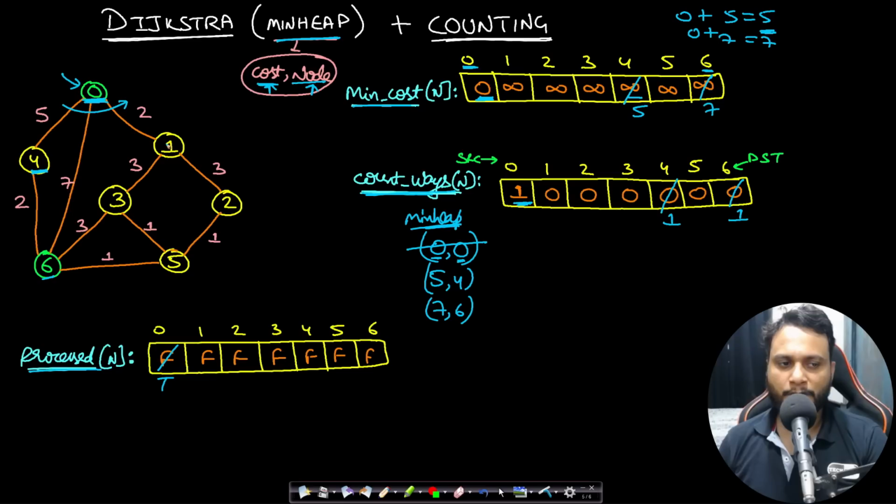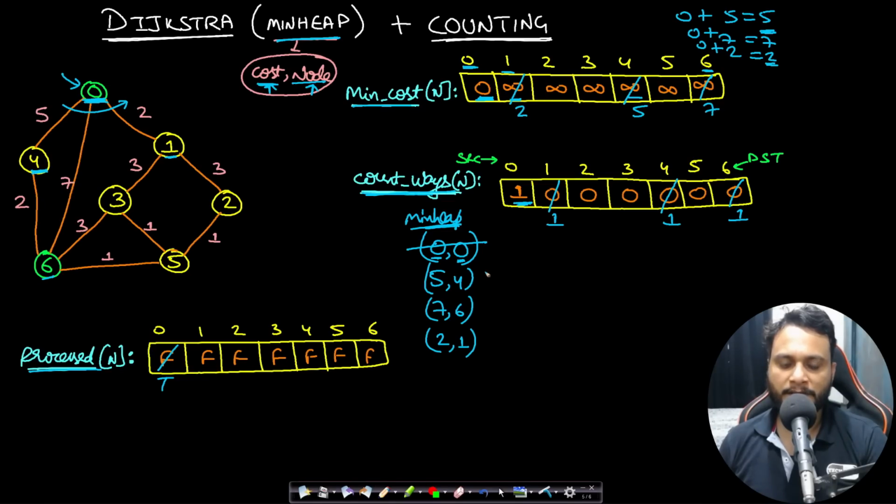Now let's look at 0, 1. So if you look at 0, 1, then the cost to reach 1 will be the cost to reach 0, which is 0, plus the edge weight 0, 1, which is 2. So it will be 2. The cost at 1 is already infinity, so update it to a lower value, and so the count of ways will be the number of ways to reach 0, which will be 1. And after that you will be pushing the cost 2 and the node 1. That is pushed. And now we are done processing 0.